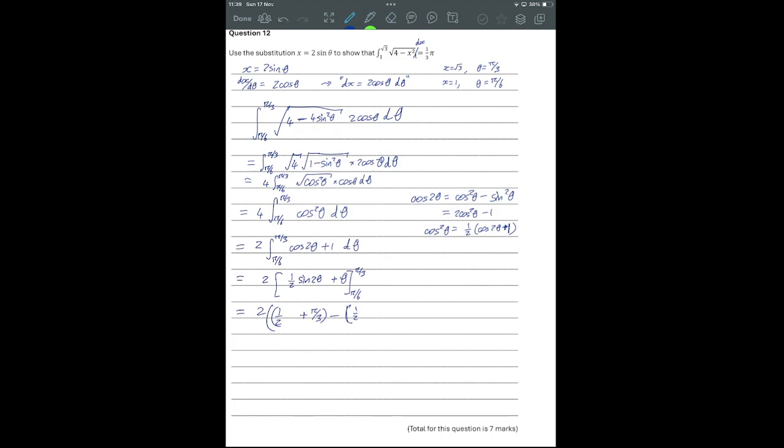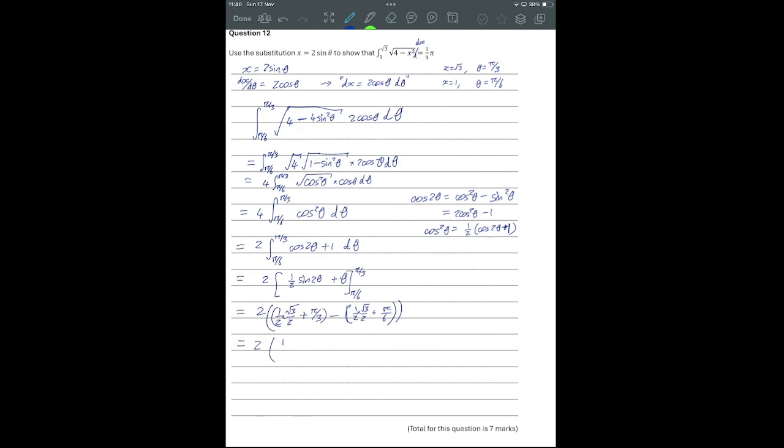So I'm subbing in pi by 3, so on my calculator I need to be doing sine of 2 pi by 3, because it's sine of 2 theta, which is root 3 over 2, not a half. Root 3 over 2. And then when I sub the pi by 6 in, that'll be 2 pi by 6, so that's another root 3 over 2, plus pi by 6. And something magical happens, which we were expecting actually, given it's a show that question. The half root 3 over 2, subtract half root 3 over 2, cancel.